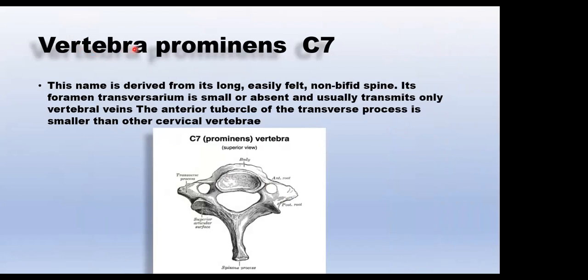The last cervical vertebra is the vertebral prominence, C7. This name is derived from its long, easily felt, non-bifid spine. Its foramen transversum is small or absent, and usually it transmits only vertebral veins. The anterior tubercle of the transverse process is smaller than other cervical vertebrae. In this C7, we can see the body, transverse process with the lamina and spinous process, superior articular surface. The transverse foramen is either small or absent.